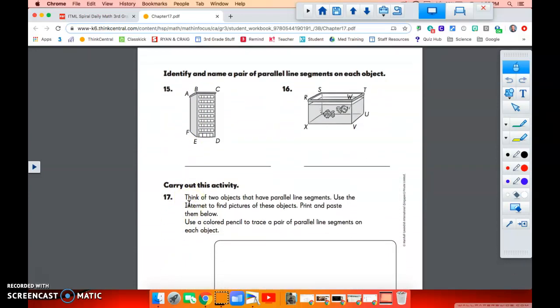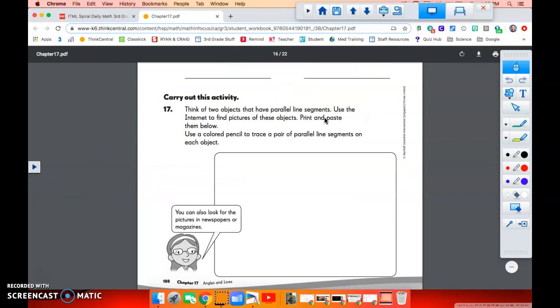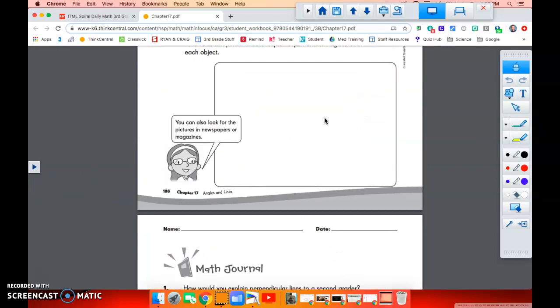Now 15 and 16, you can kind of figure it out just by looking. You're getting so good at looking at those already. You can see which sets of lines are straight, kind of like a ruler, right? Or the train tracks. They just go on, and you're going to be able to just pick those out. So you could name them, and you got it, okay? You got it.